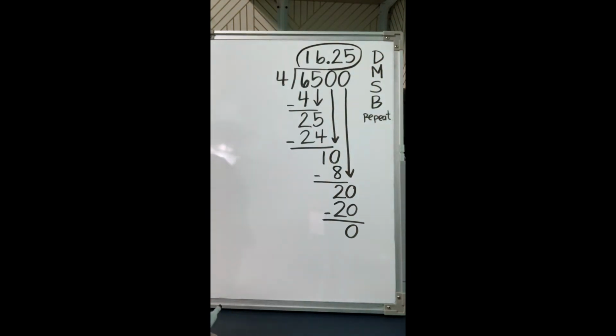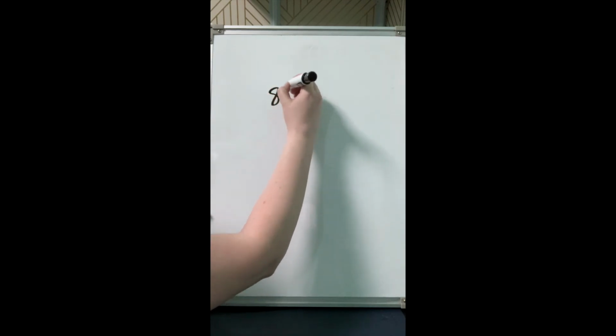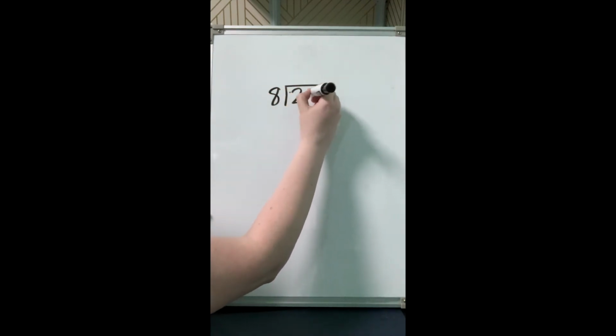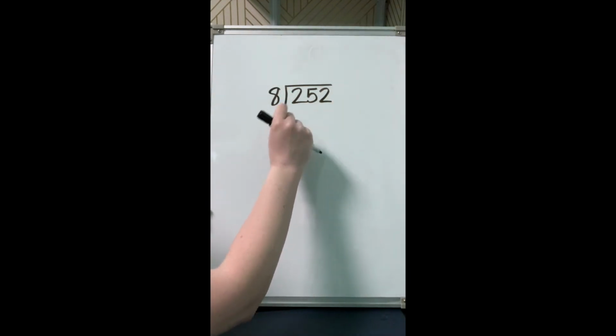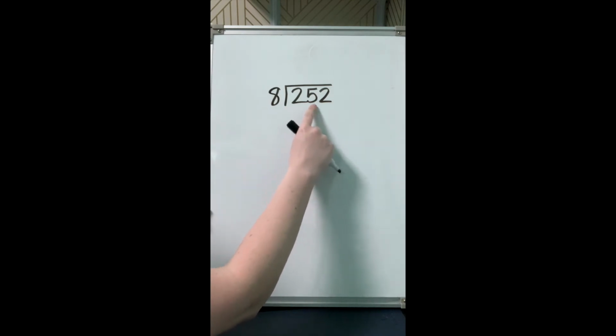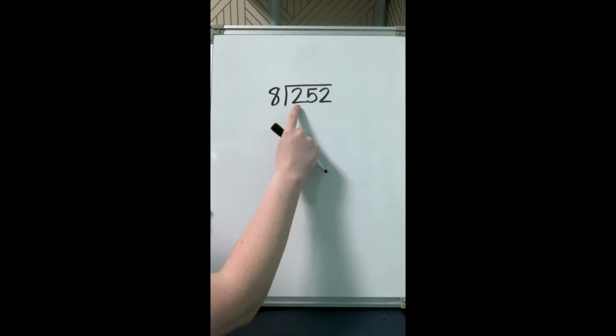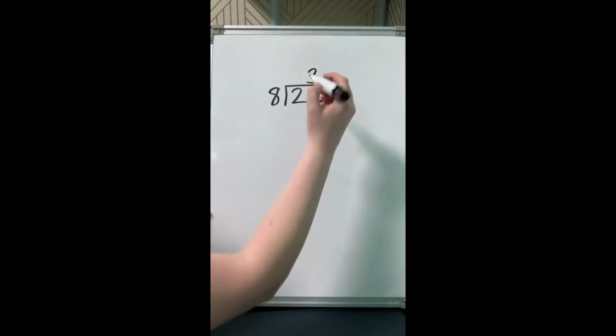All right, so let's do another one. Let's do 252 divided by 8. Start the same way we always do. Can 8 go into 2? No, it can't, so we're going to move on to the 25. Can 8 fit into 25? Yes, it can. It can fit in 3 times.